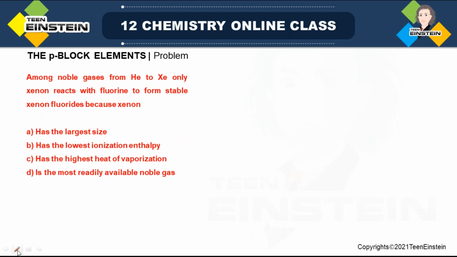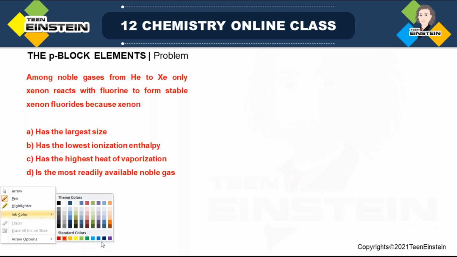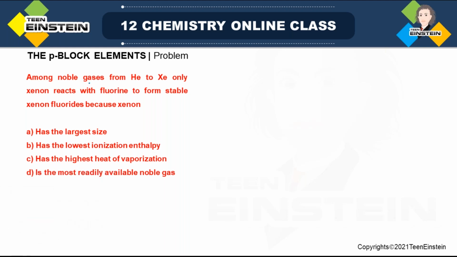Next we'll see a problem in group 18. Among noble gases starting from helium to xenon, only xenon reacts with fluorine and it can form stable xenon fluorides. Remember, different types of xenon fluoride are there.